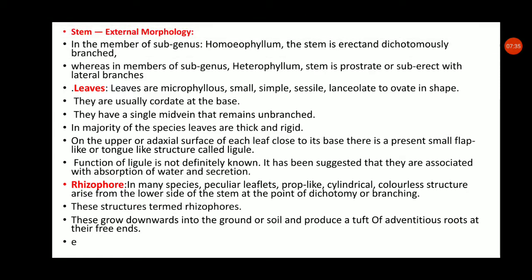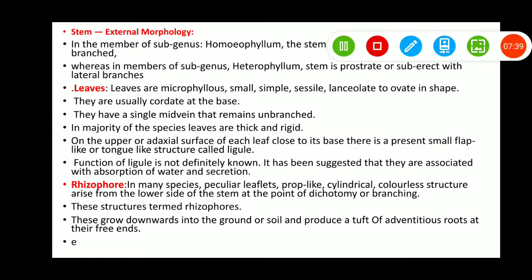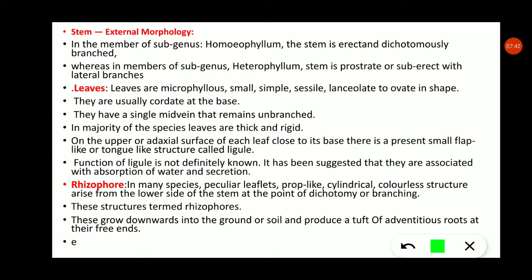Then next point is the rhizophore. Now what is meant by the rhizophore? This is a new term for everyone. In many species, a peculiar leafless prop-like structure is seen. As you see, this is a heterophyllous member having a prostrate stem. Prop-like means those branches which grow toward the earth or toward the land are known as props.